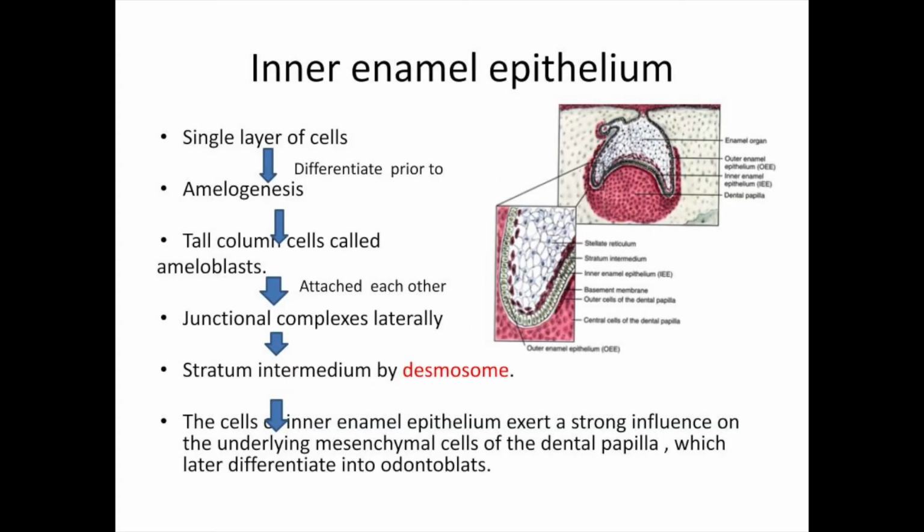Inner enamel epithelium. A single layer of cells differentiates prior to amelogenesis. Tall columnar cells called ameloblasts attach to each other by junctional complexes laterally, and to the stratum intermedium by desmosomes. The cells of the inner enamel epithelium exert a strong influence on the underlying mesenchymal cells of the dental papilla, which later differentiate into odontoblasts.